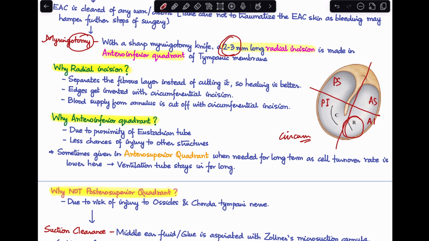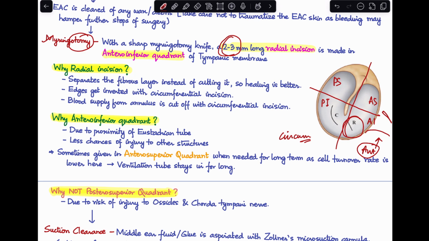First reason is, if you remember the anatomy of the middle ear, the eustachian tube opens into the anterior wall of the middle ear cavity. So the anteroinferior quadrant is actually in close proximity to the eustachian tube. And the second reason is that the anteroinferior quadrant has fewer structures around, so there is a lesser chance of injuring any other structure over here.